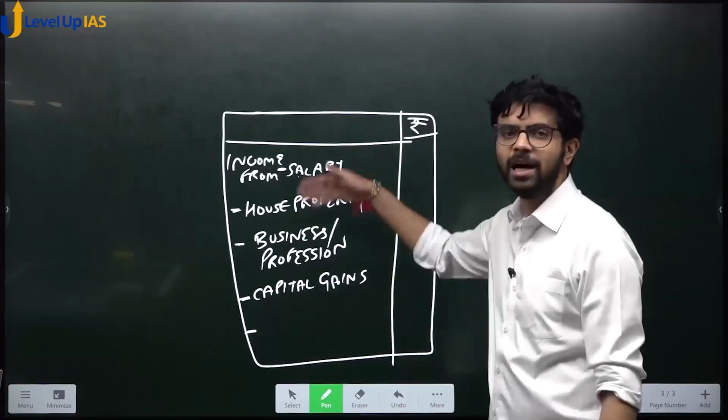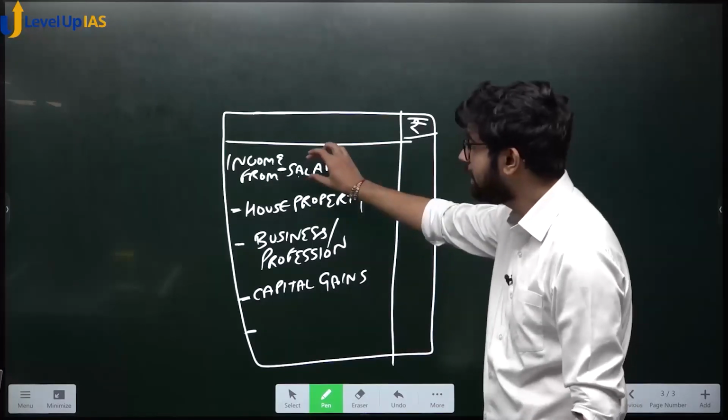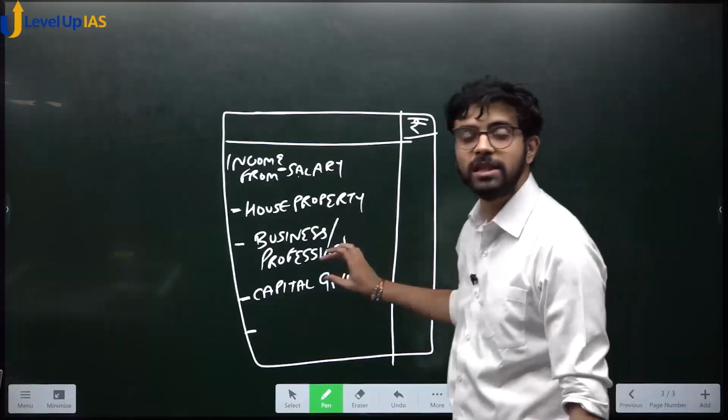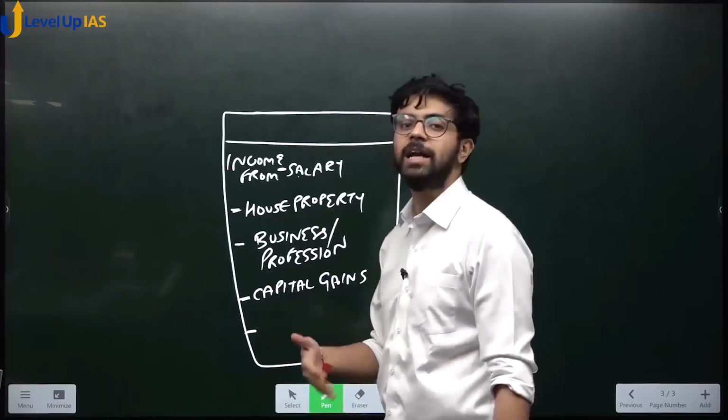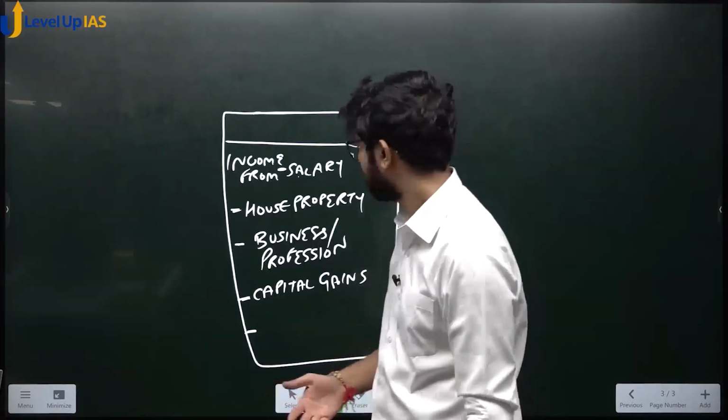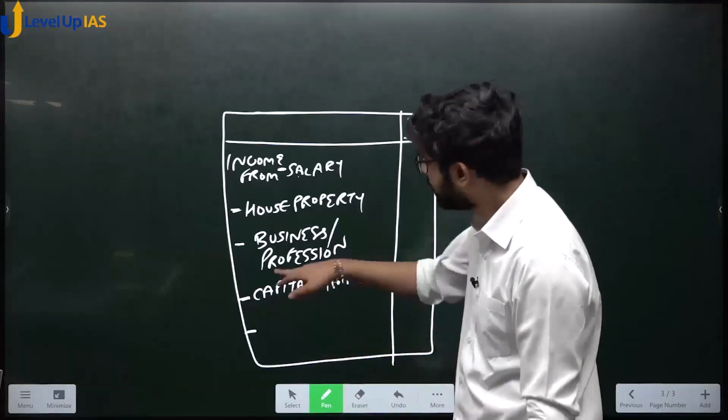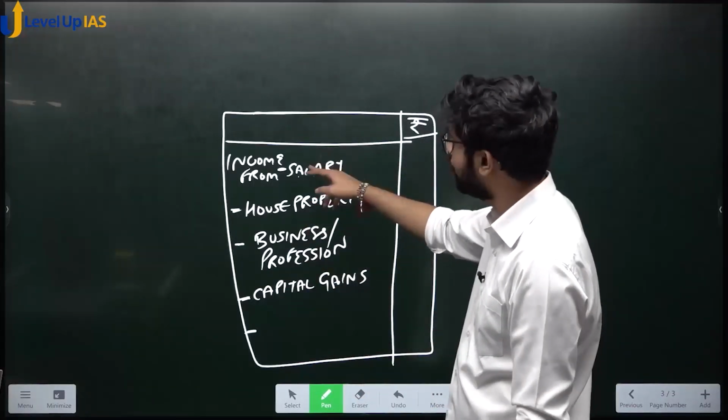And what does not come in this, these are the categories mentioned in the Income Tax Act. Okay, these are the categories mentioned in the Income Tax Act. So the Income Tax Act says that if it doesn't fit in this, and it doesn't fit in this, this is also not there, this is also not.